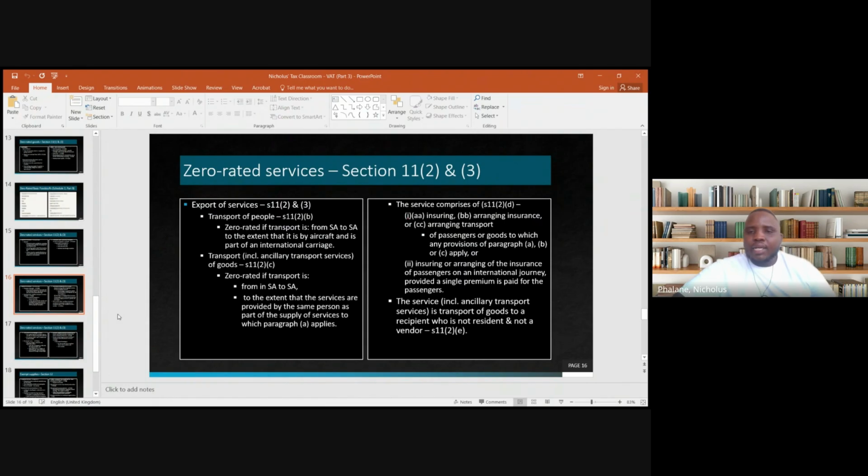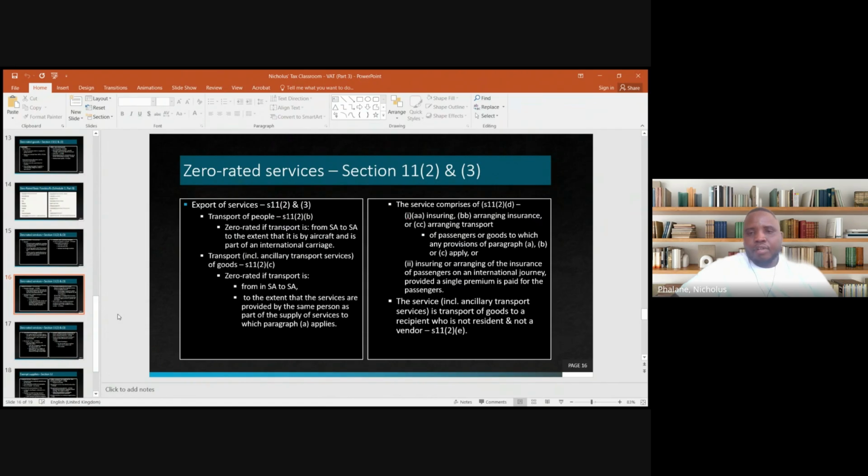Great. Then let's look at other services. The service comprises of, in terms of Section 11(2)(d), insuring, arranging insurance or arranging transport of passengers or goods to which any of the provisions of paragraph A, B, or C apply. Remember the ones that we've just looked at, all of those, right?